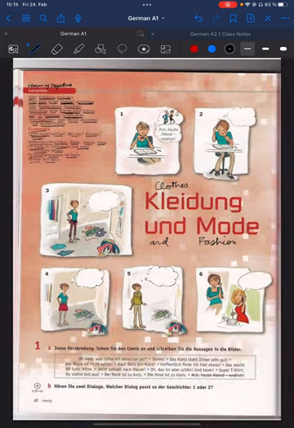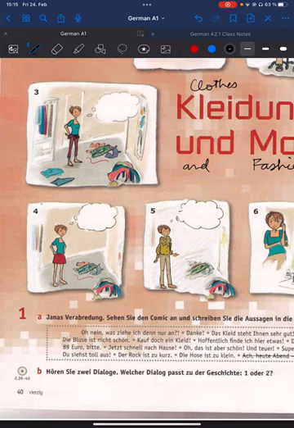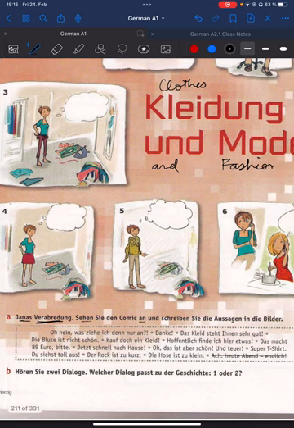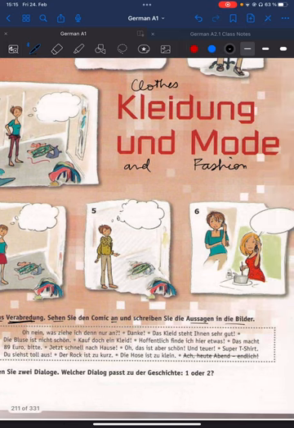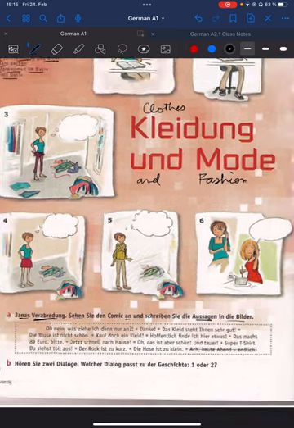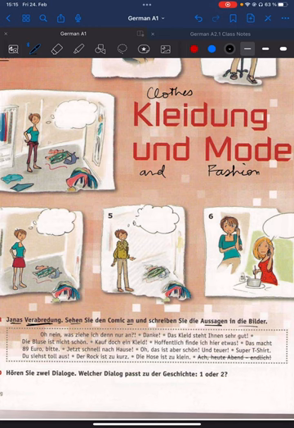Let's proceed to 1a. Janas Verabredung. Janas Verabredung is appointment or meeting or date. So, sehen Sie den Comic an, look at the comic, und schreiben Sie die Aussagen in die Bilder. Write down the statements in the pictures. First look at the statements.